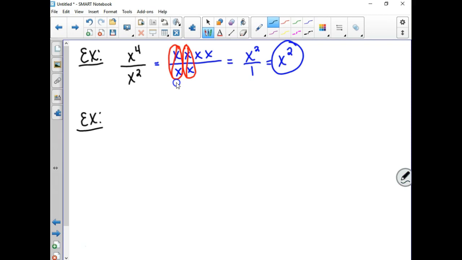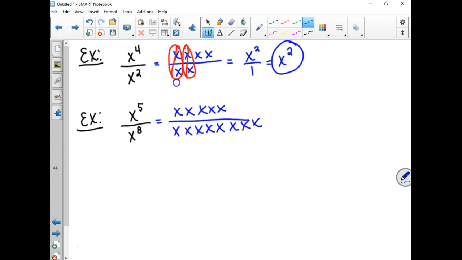Let's say that we've got x to the fifth power over x to the eighth power. So here, I would have 1, 2, 3, 4, 5 x's on the top, and I would have 1, 2, 3, 4, 5, 6, 7, 8 x's on the bottom. So in this case, I've got 1, 2, 3, 4, 5 sets of x's that are going to divide to be 1, so those cancel out. This leaves me with x to the third in the bottom of the fraction. Now, I must put a 1 in the top of that fraction there, since there's nothing left.